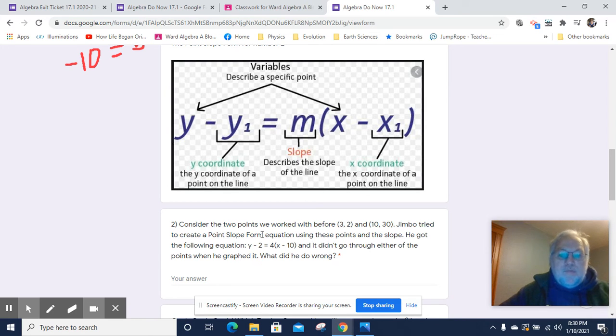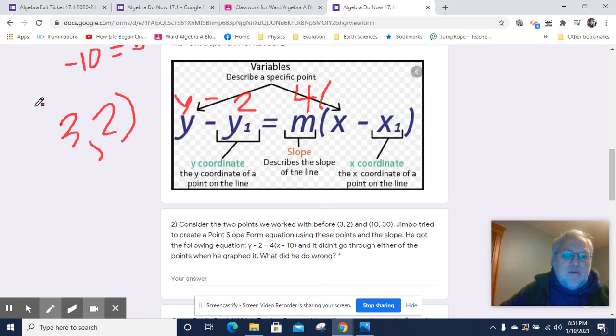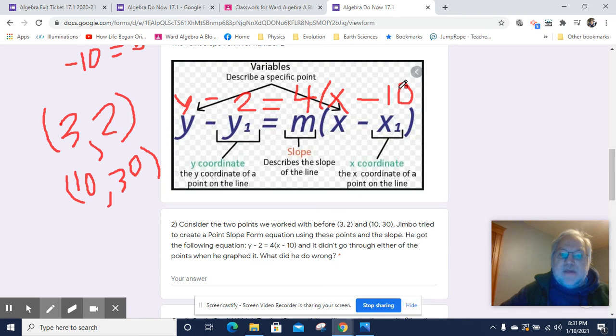So you notice the slope was 4. And so he put the 4 in there where slope goes. There's the 4. And then he said y minus 2. Okay, and he's got the points 3, 2. If you recall, we got points 3, 2. And we've also got the point 10, 30. Okay, so he says y minus 2 equals 4 times x minus 10. And then when he graphs it, it doesn't go through the point that he wanted.